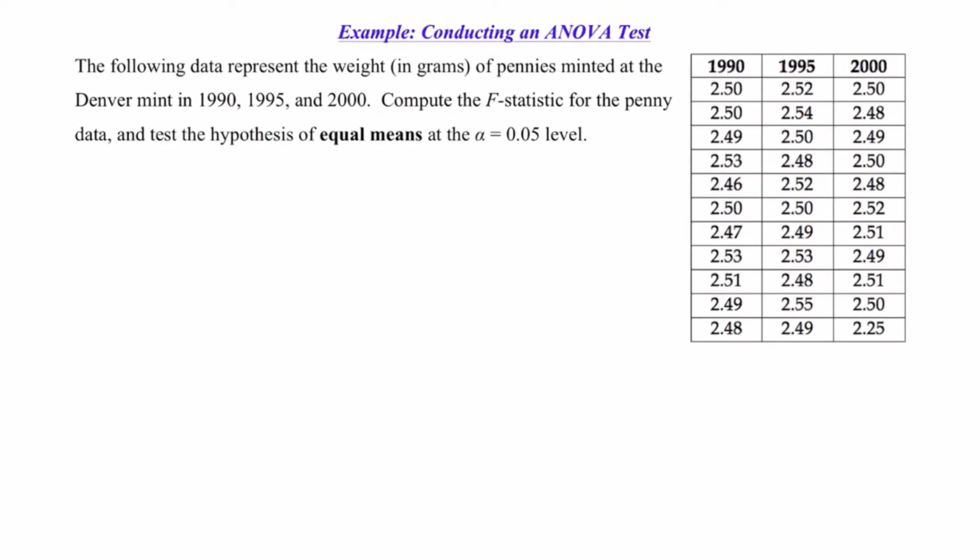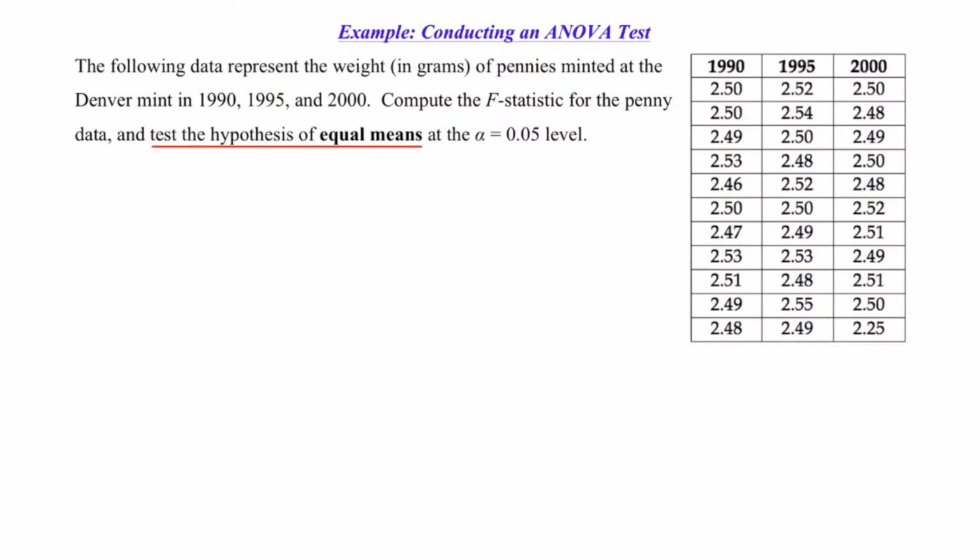So let's go ahead and jump into our example then. We're told the following data represent the weight in grams of pennies minted at the Denver Mint in 1990, 95, and 2000. We're told to compute the F statistic for the penny data, but here's the important part of the sentence for us, and test the hypothesis of equal means at the alpha equals 0.05 level of significance.